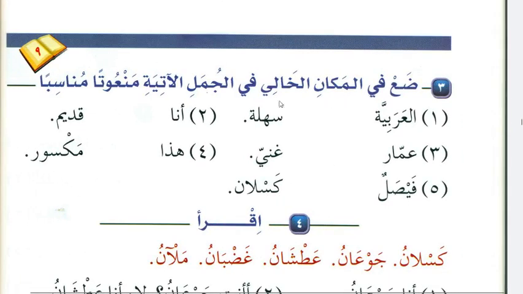Da fil makan il khali fil jumal il atiya man utan munasiban. Put in the empty spaces in the following sentences appropriate manut. Al arabiyatu lugatun sahalatun. So you see, gender of sahala and luga is same. And of course, irab and tarif for tanqeed is also same. Ana talibun kadimun. Like this, you will fill these blanks.